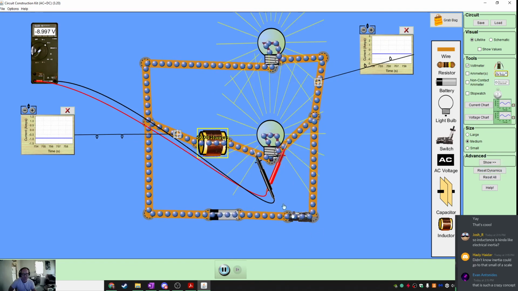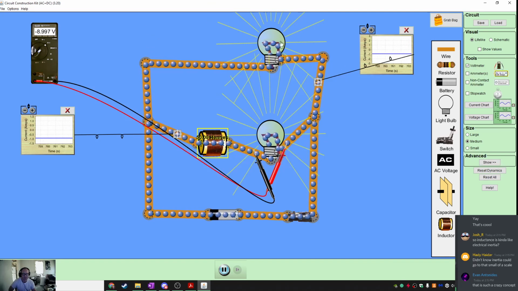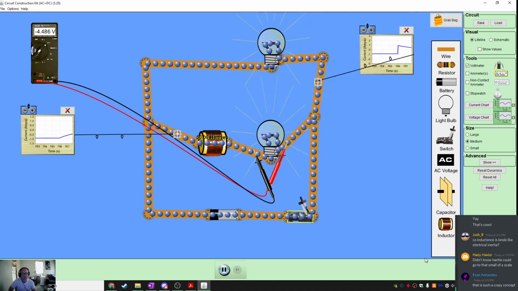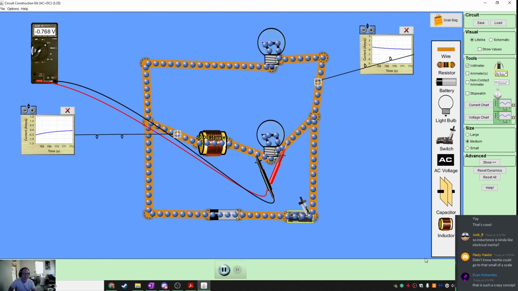So we'll watch what happens. I'm going to open this in 3, 2, 1. What you want to look at is what happens to the direction of flow here at the top, and what happens to the brightness of the light bulbs. Okay, 3, 2, 1. It happens very fast.